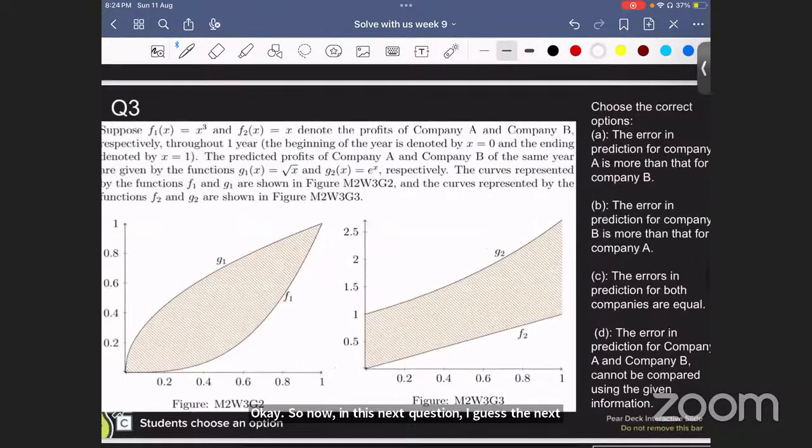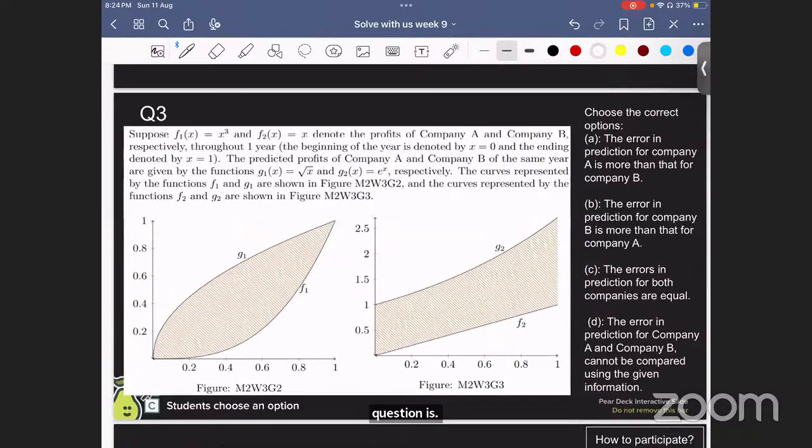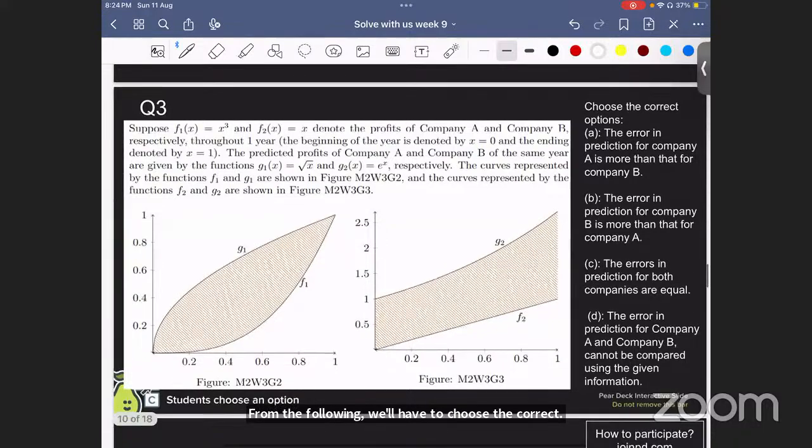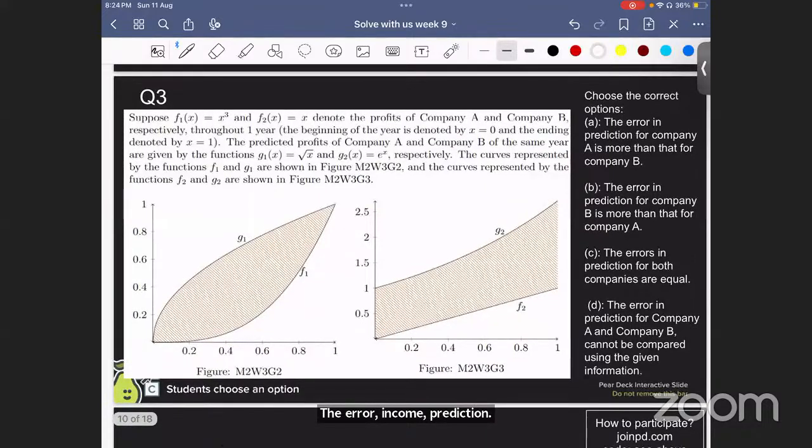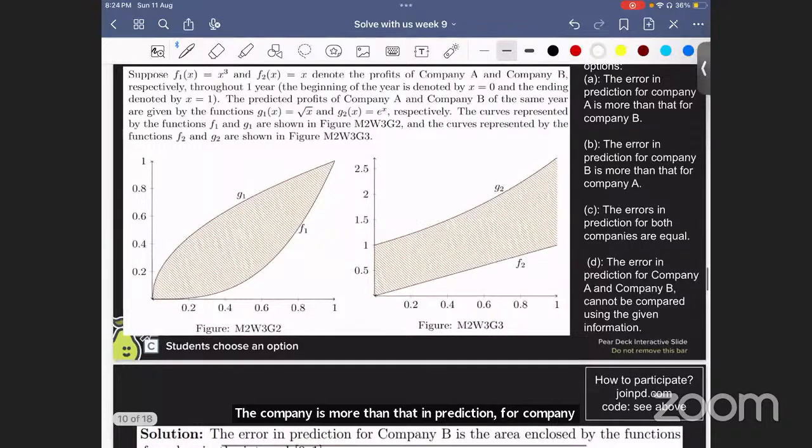Okay, so now the next question. Here it has been asked that you'll have to choose the correct options from the following. The error in prediction for company A is more than that of B. The error in prediction for company B is more than that of A. Error in prediction for both are same, and the error in prediction for company A and B can't be compared.